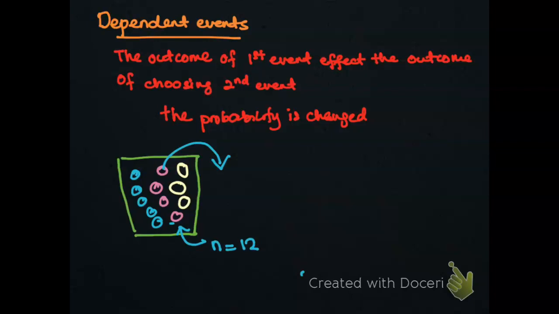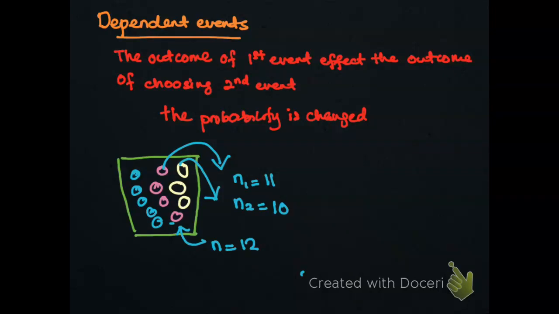Now if I take one marble out, the pink marble, and do not replace it back, the total here will reduce to 11. If I take out another ball, let's say I take out the yellow ball, and I do not replace it back, the total number of marbles in the bag will reduce to 10. So here you can see that the first event affects the outcome of the second event, or in other words, the total number of marbles in this bag changes.